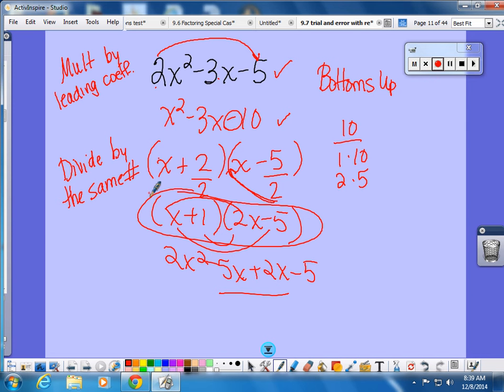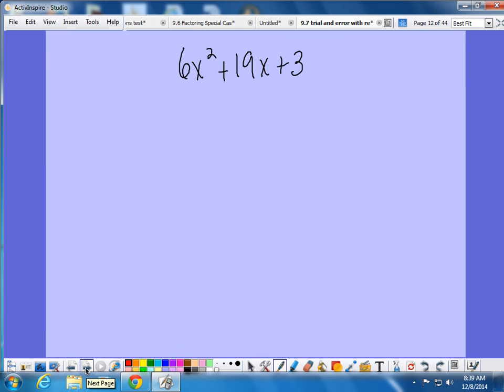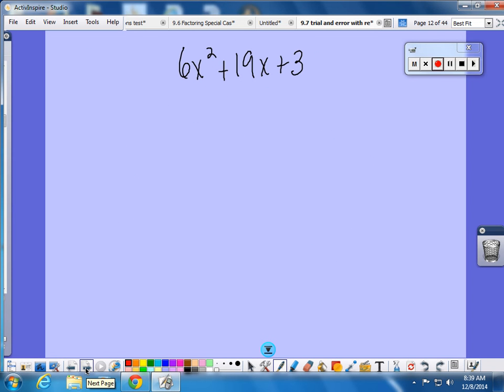All right, now what would you say if I had a problem that didn't have a greatest common factor, I couldn't do grouping, there was not a difference of two squares, there was not a perfect square trinomial, and trial and error would not work? You do this, bottoms up. What do you call it? Bottoms up. Prime. Whoa. Bottoms up is trial and error, okay? Bottoms up is not trial and error. Goodness. All right, let's look at this one.